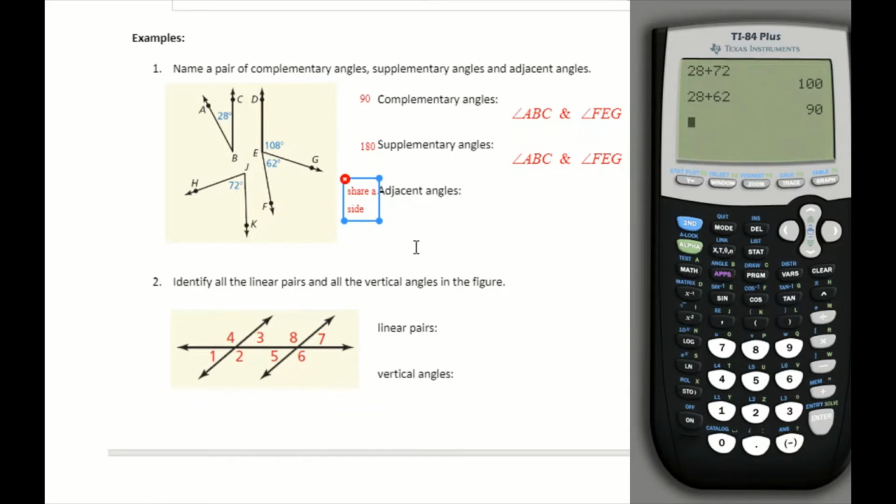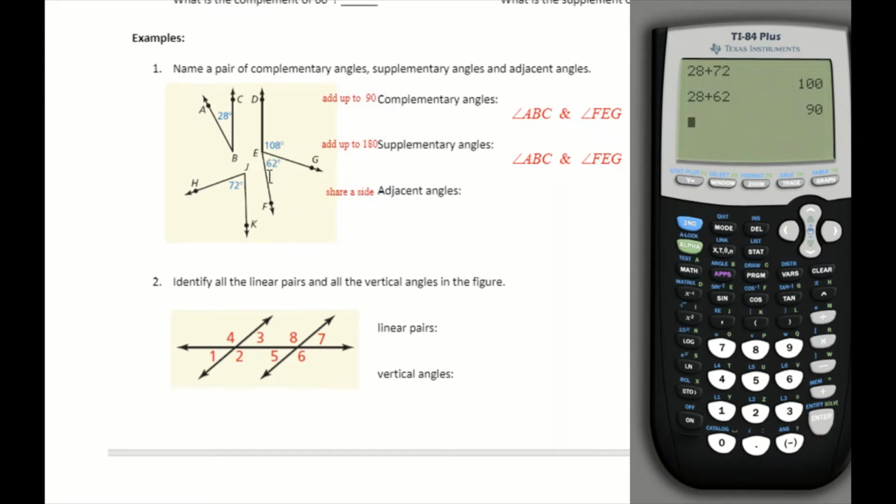I just want to make sure we understand what these terms mean. Maybe I should be a little bit more specific here. Add up to 90 for complementary, and add up to 180 for the supplementary. As you're looking through these examples, I want to be real clear how I'm picking these: two angle measures that add up to 180.